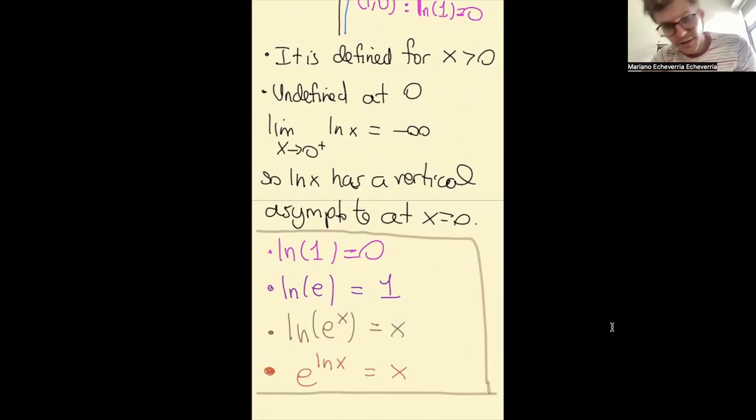Is that okay so far? The last two is essentially what it means to say that natural log is the inverse of the exponential. That's more or less the definition of being the inverse: they just cancel one another.